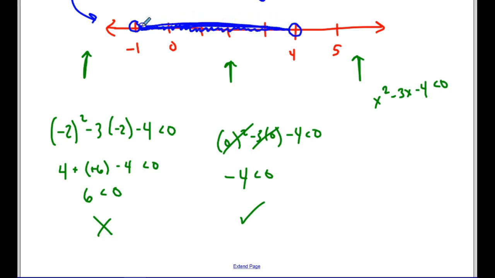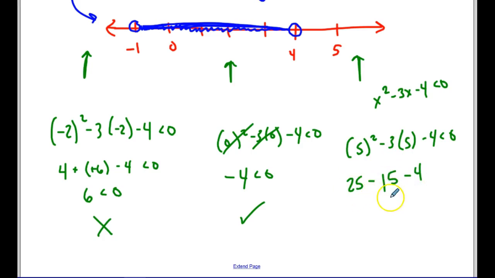But I always have to try this third anyways. So let's use 5 since it's right there. I have 5 squared minus 3 times 5 minus 4 less than 0. So I've got 25 minus 15 minus 4. 25 minus 15 is 10, minus 4 is still 6. So I have 6 less than 0. That does not work, so I know I don't shade.